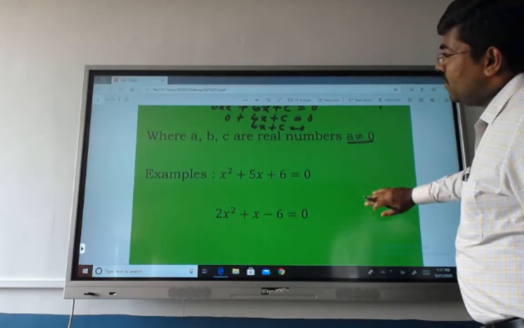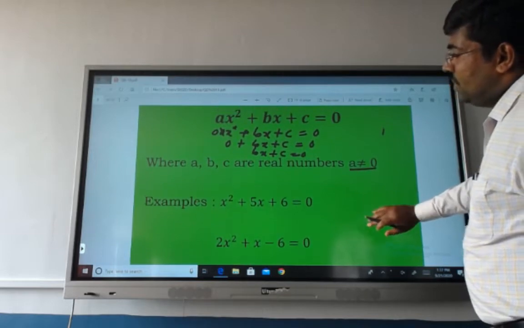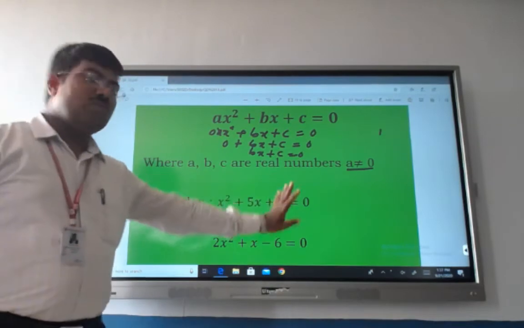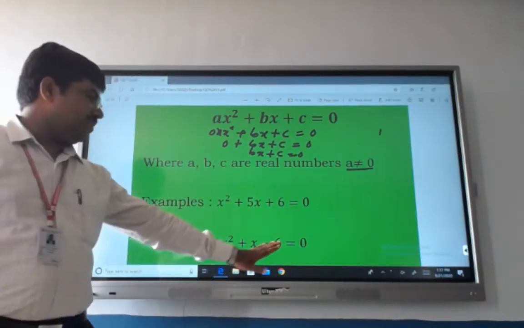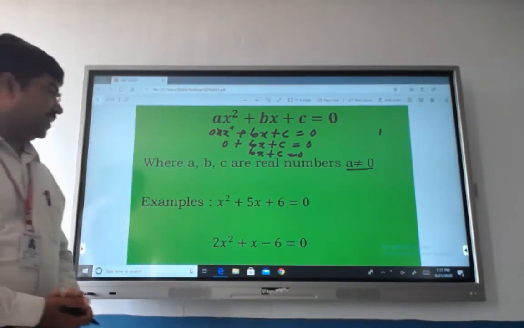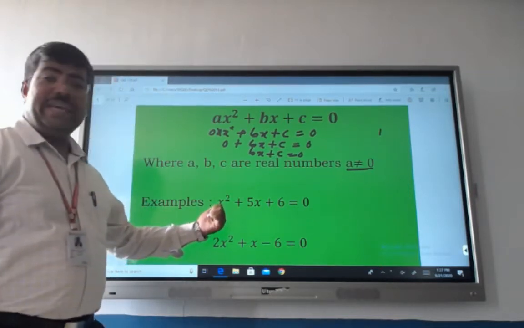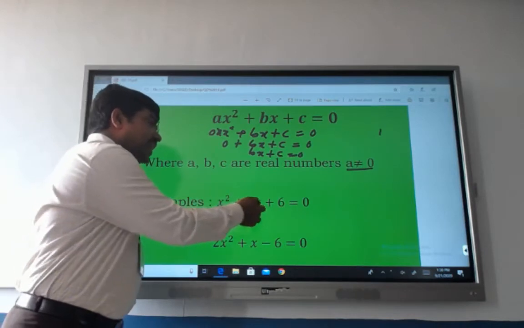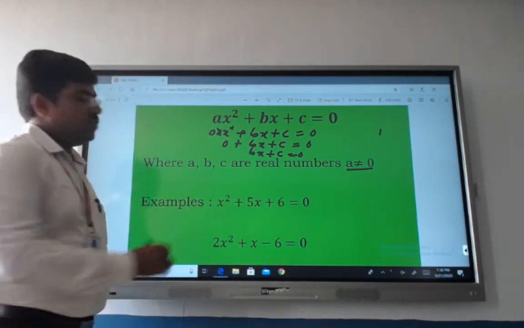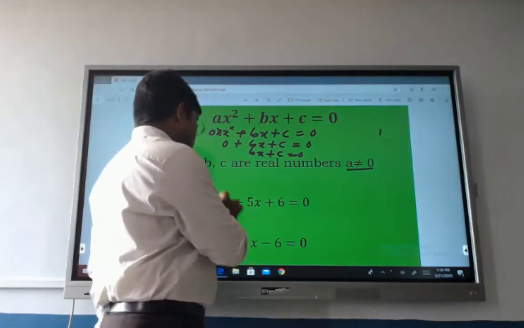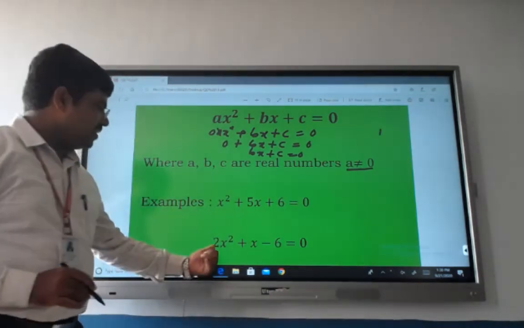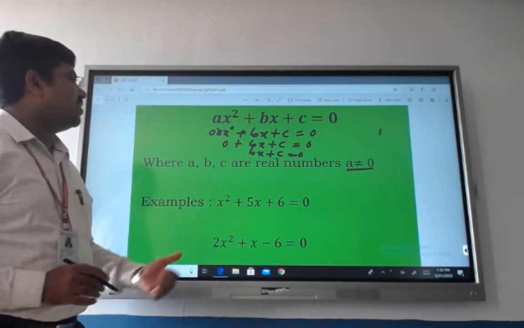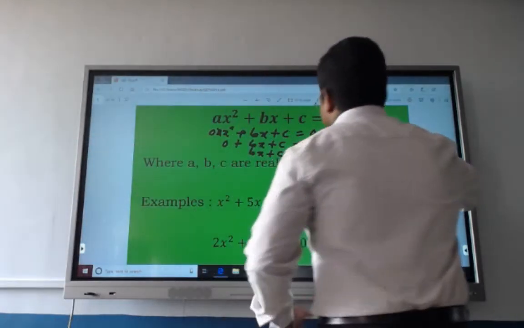Now, examples of quadratic equations. We can take x square plus 5x plus 6 is equal to 0, and 2x square plus x minus 6 is equal to 0. Here what is a? There is no number shown, so it is 1: 1x square plus 5x plus 6 is equal to 0. So a is not equal to 0, a is 1. In the other it is a is equal to 2. So these two are examples of quadratic equations.